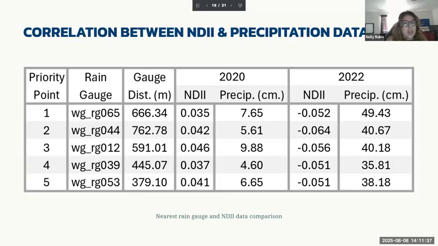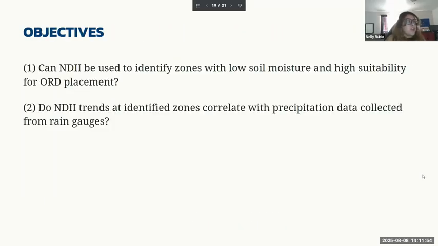This allows us to see that there's more of an inverse relationship, where NDII is most useful during periods of high drought and less useful during periods of higher precipitation. Again, our objectives are to answer these two questions: can NDII be used to identify zones with low soil moisture and high suitability for ORD placement? And do NDII trends at identified zones correlate with precipitation data collected from the rain gauges?